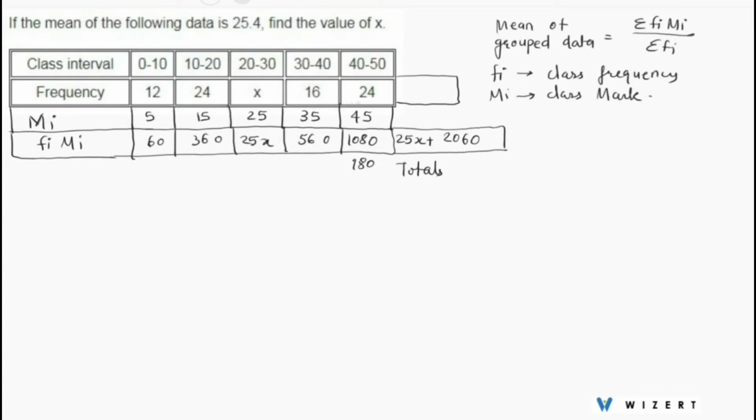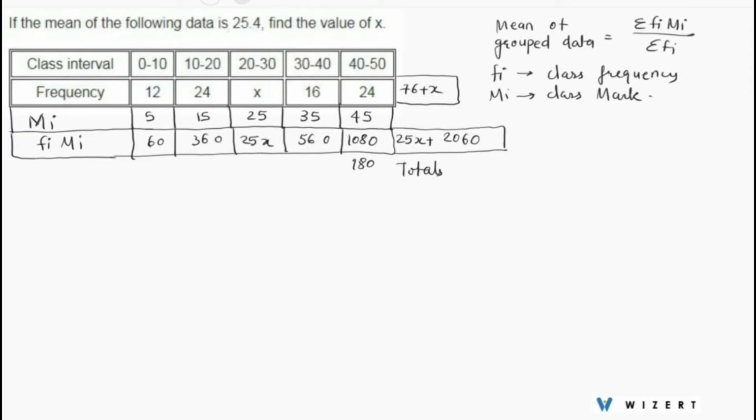And summation of all the frequencies is, let's see, 12 plus 16, 16 plus 24 is, first we get this, 16 plus 24 is 40, 40 plus 24 is 64, 64 plus 12 is 76 plus x. So from the formula we know mean is equal to summation of fi mi divided by summation of fi.